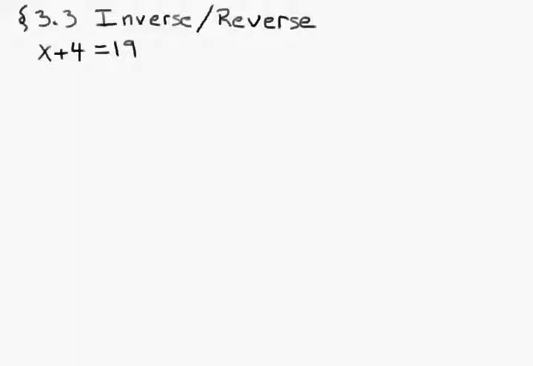Now, what we want to think about is the operation being performed on X. That's addition by 4. The inverse of this operation is subtraction by 4. If we were to subtract 4, we would be left with just X. Now, we can't do that on just one side of the equation. The golden rule says we have to do it to both sides. So, we're going to go ahead and subtract 4 from both sides.